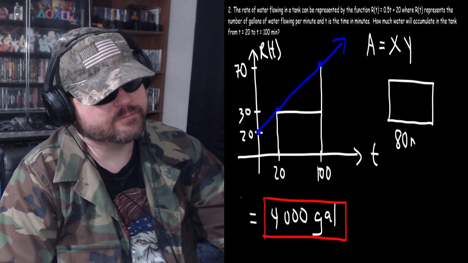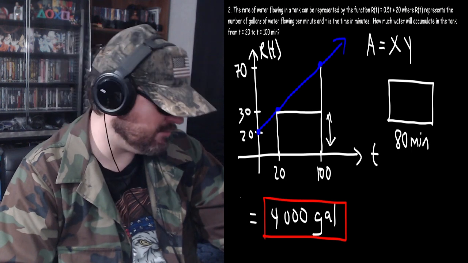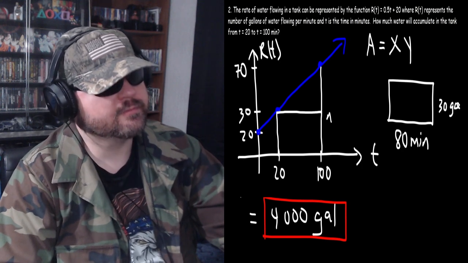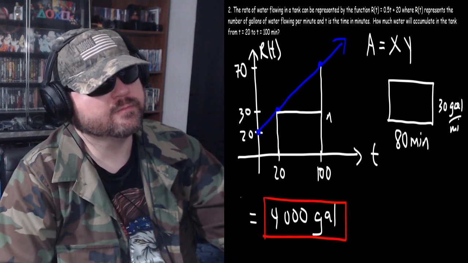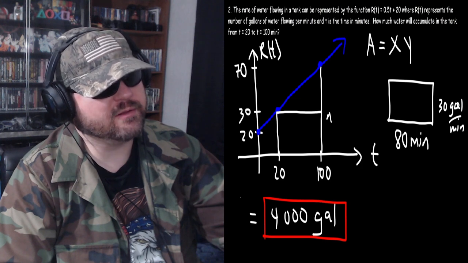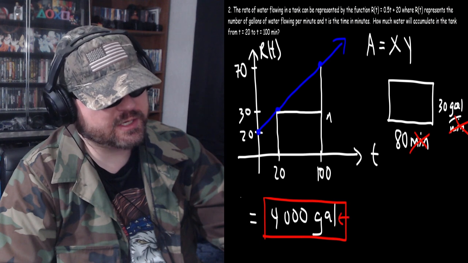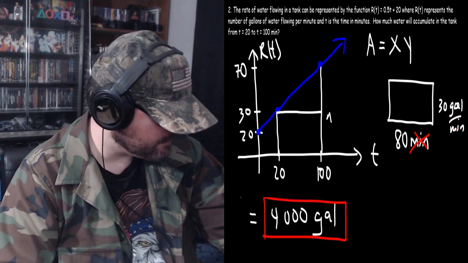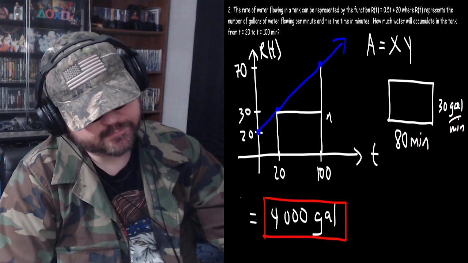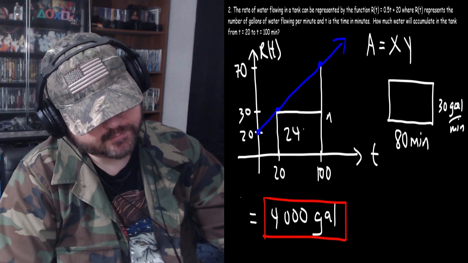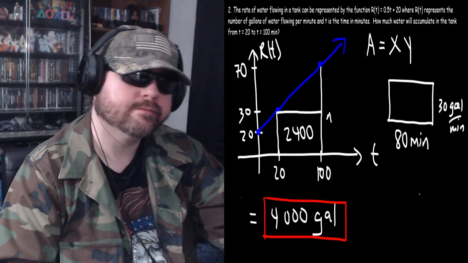The unit for this is 80 minutes. And the height of the rectangle is 30 gallons per minute. So if you multiply minutes by gallons per minute, the minutes will cancel, giving you the unit gallons. So 80 times 30. 8 times 3 is 24. And then if we add the two zeros, that will give us 2400.